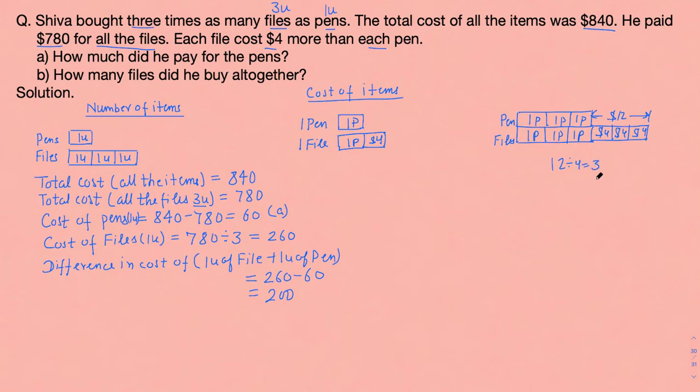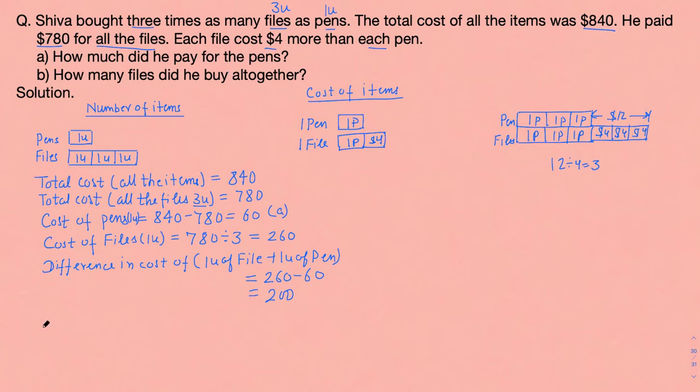So see here, how many pens were there? 3 pens. How many files were there? 3 files, right? So similarly, if we divide the difference between the cost of 1 unit of file and 1 unit of pen by the difference in the cost of 1 pen and 1 file, we will get the total number of pens, or the total number of files, in 1 unit.